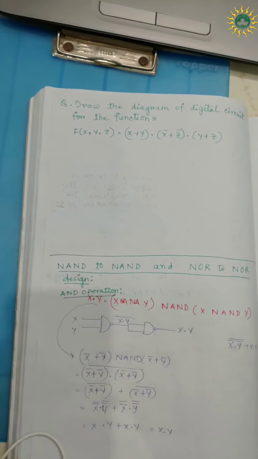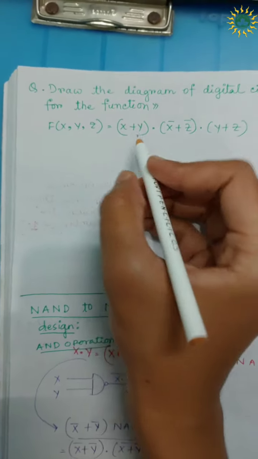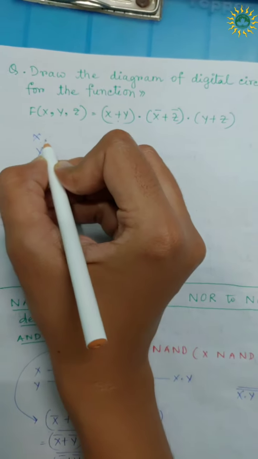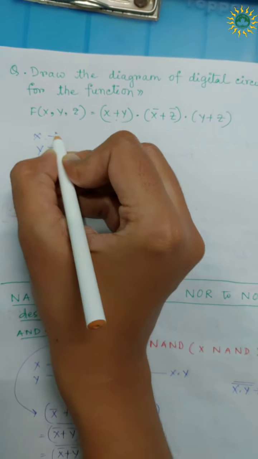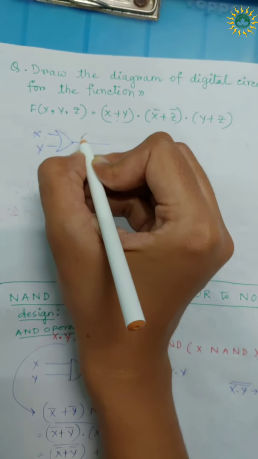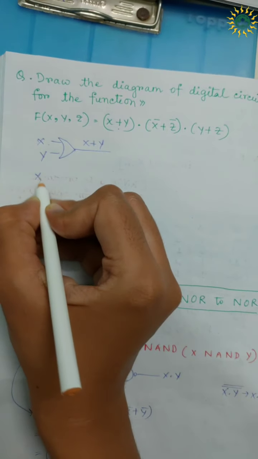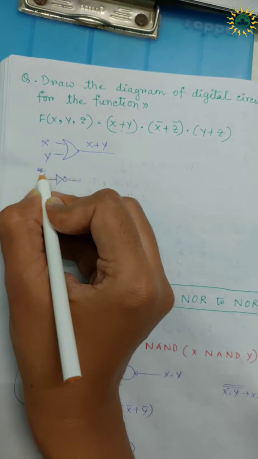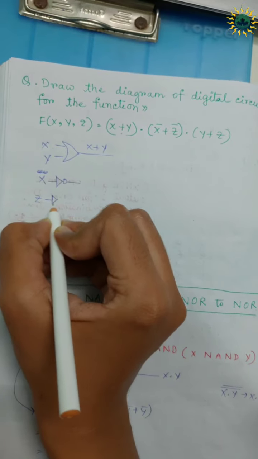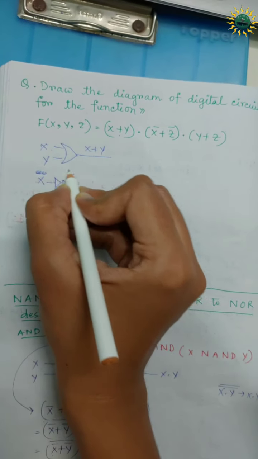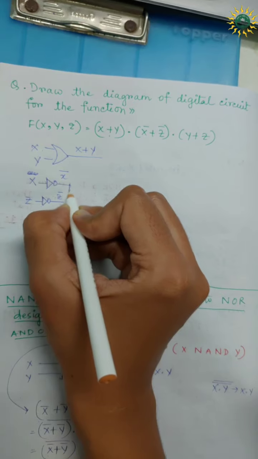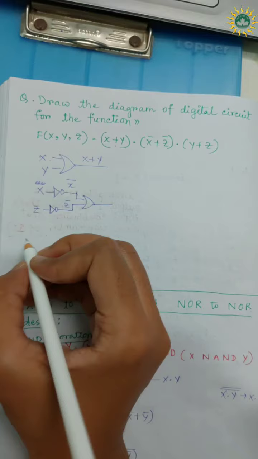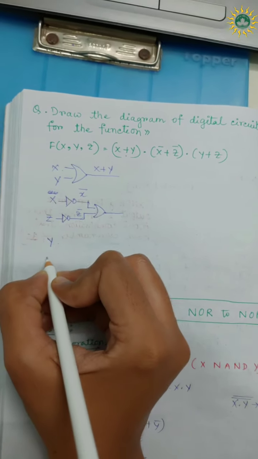Now let's do the next one. This is x plus y. So we have x, we have y. We will use what gate? OR gate. This is x plus y. We have x bar, which we will get like this. We have z bar, which we will get like this. Then we will pass it through again an OR gate. Then we have y or z.